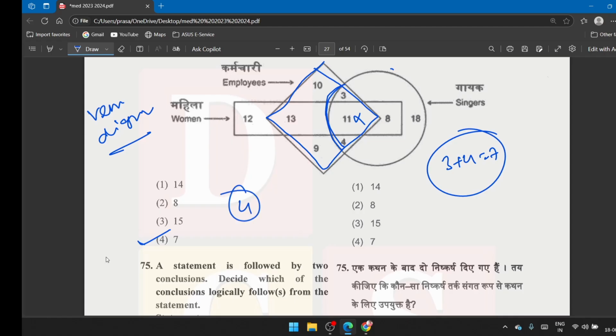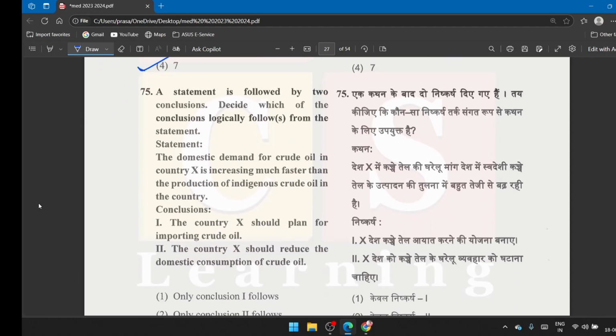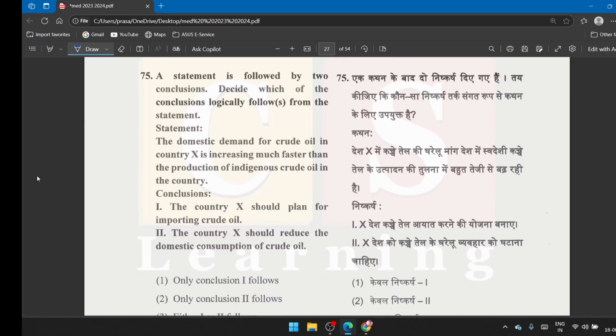That is option 4. Next is a statement followed by two conclusions. Decide which one. Okay, here the domestic demand for crude oil in country X is increasing much faster than the production of the indigenous crude oil in the country.